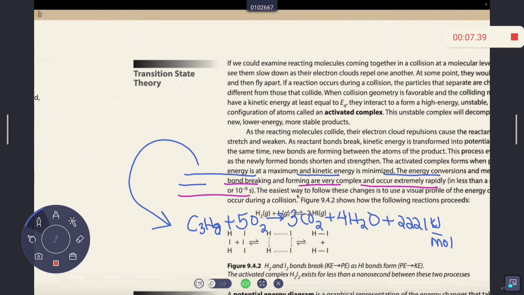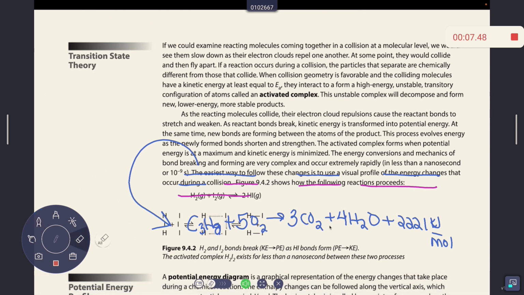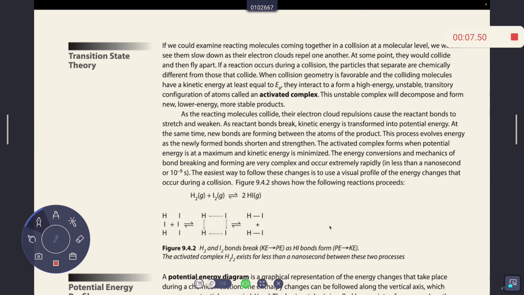On the next page, let's talk about the activated complex, which is this complex that exists for less than a nanosecond when you're converting reactants into products. So when the reactants collide, and they collide in a favorable manner, meaning the geometry is proper and they have enough kinetic energy to equal the activation energy, they're going to form a high energy, really unstable transition configuration called the activated complex.